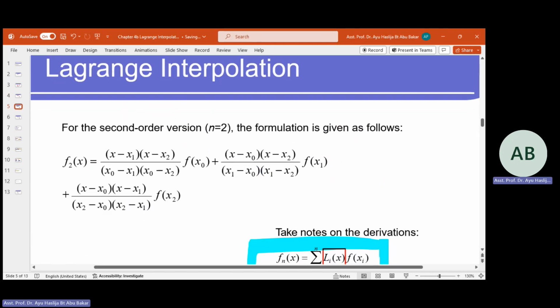Okay, this one, the equation for L when n equals 2. You see, this one is L0, similar to what I explained earlier. It involves x1, x2. This one is for L1, this is for L2.